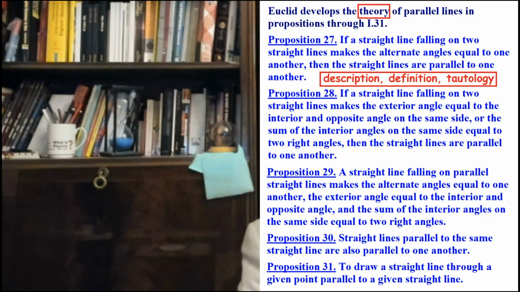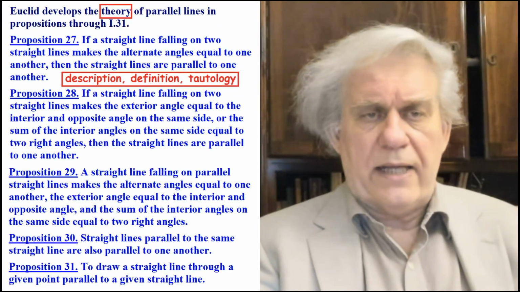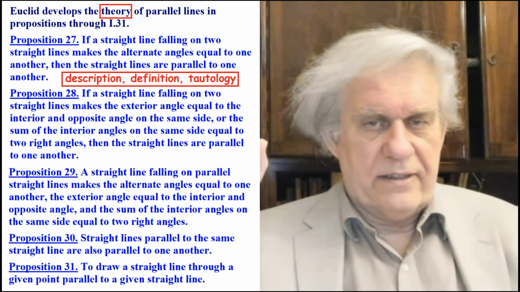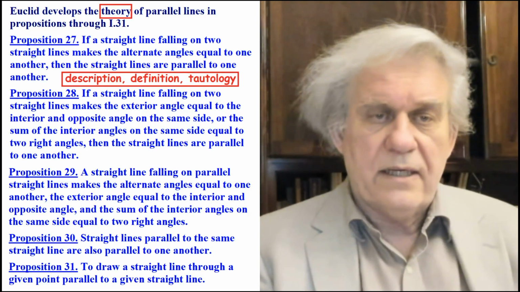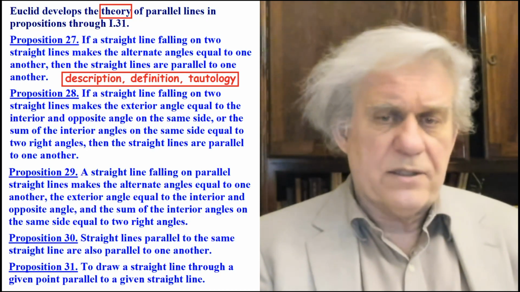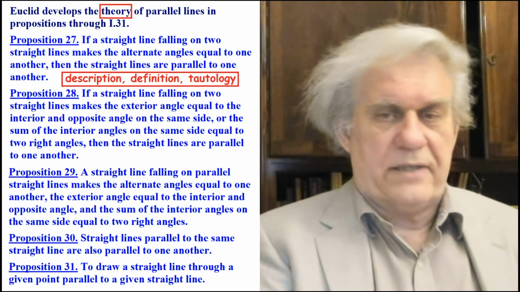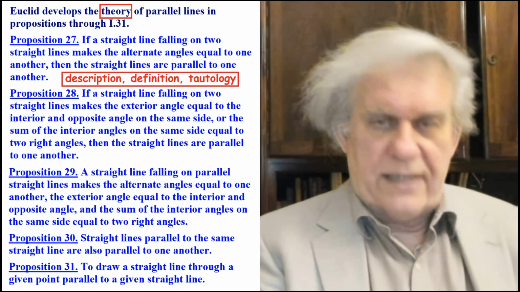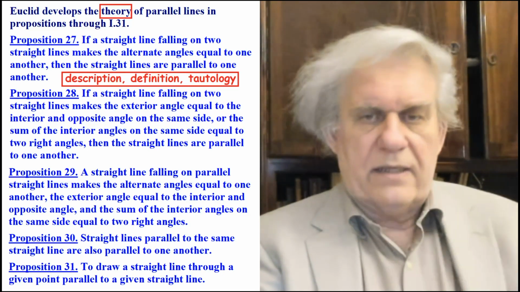But I want to just make a comment here. Someone made a comment in the primary analysis of Euclid. It's by Clark University. You can look it up. And he says, Euclid develops the theory of parallel lines in propositions I-27 through I-31. Anyways, I covered those. And if you look at those, none of those are theories. Now, this is a guy from today. This is a guy who's alive today. He's a professor at Clark University. He wrote this. He says, the theory of parallel lines. These are not theories. These are descriptions, definitions, maybe tautologies. None of these are theories.